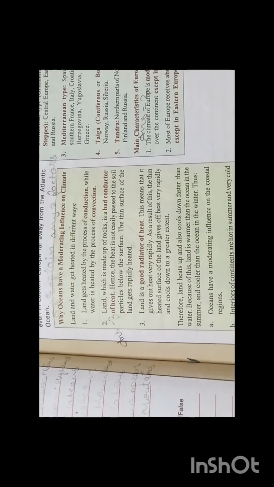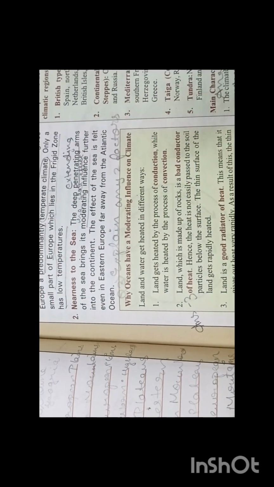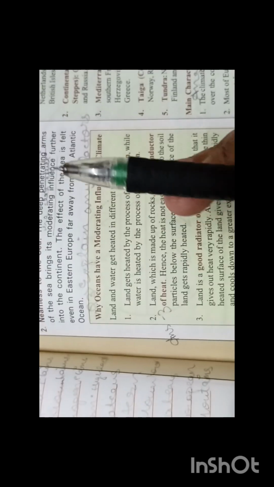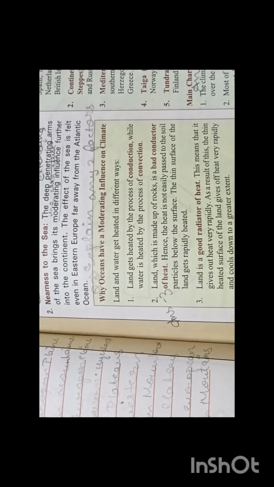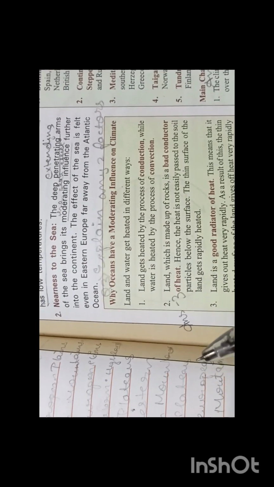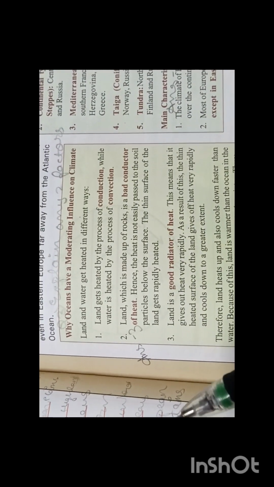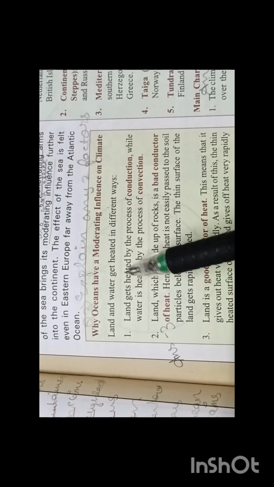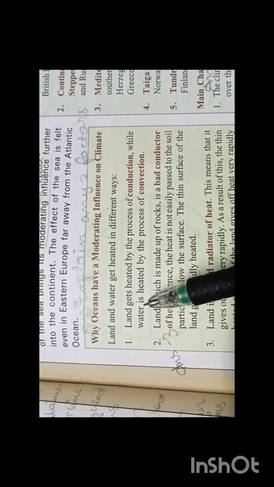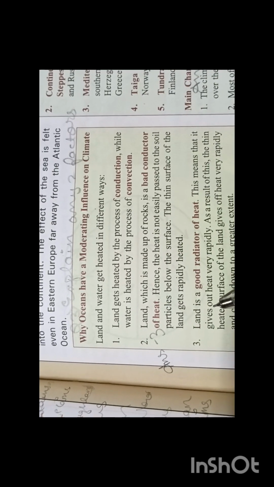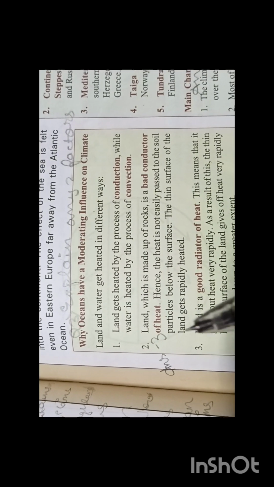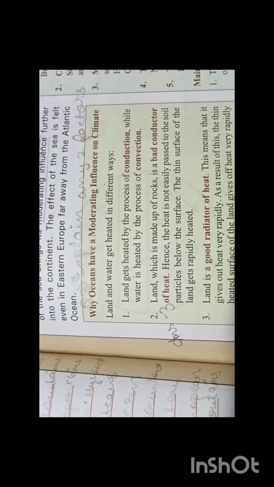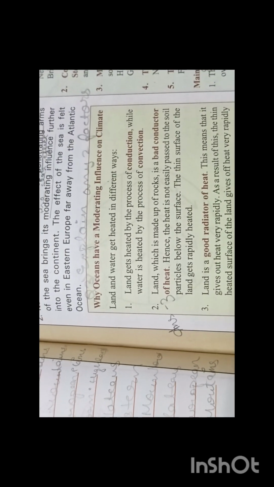Now let's understand how and why the oceans have a moderating influence on climate. Now see, land and water get heated in different ways, that you should know. Land breeze, sea breeze and all that you should know. The process by which the land gets heated is called conduction, and the process by which the water is heated is called convection. This forms the first point: the land gets heated by conduction and water gets heated by convection.